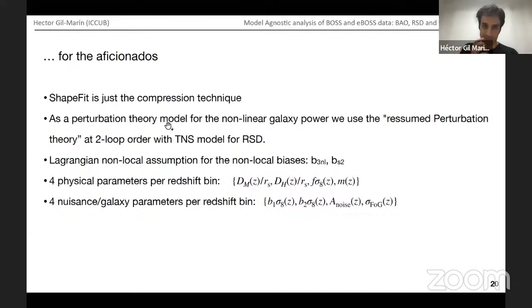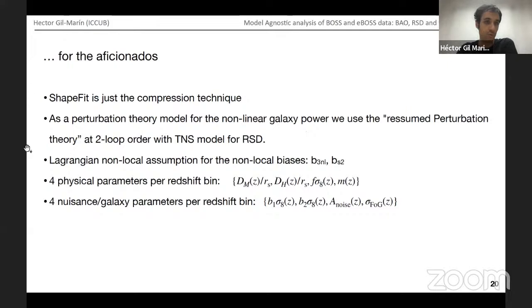But these are just details. So if you're not familiar with those, don't worry, it's not very important for what I'm going to say. But essentially, if you have another favorite perturbation theory model, you still can substitute and apply ShapeFit, which is just a compression technique. It's not perturbative, it's not a theory model.